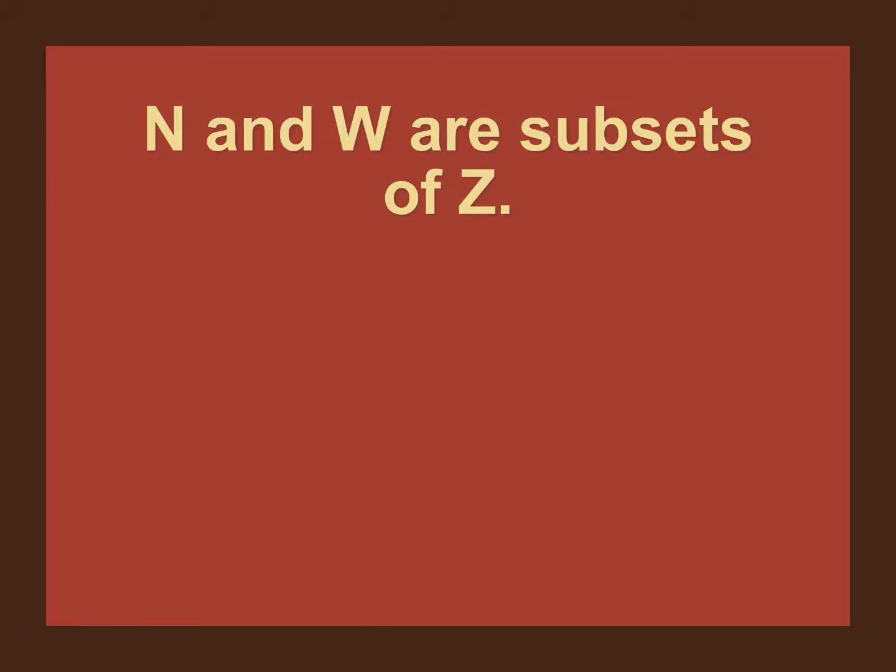Now we can say that our set of natural numbers and our set of whole numbers are subsets of the integers, because the integers include 0 and all the positive natural numbers. So we can say that W, our whole numbers, is a subset of Z, our integers. We can also say that N is a subset of Z, because our natural numbers are a subset of our integers.